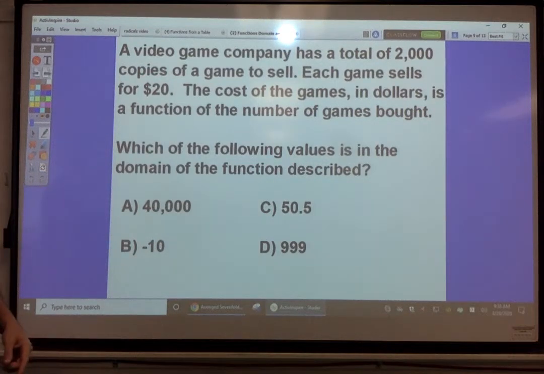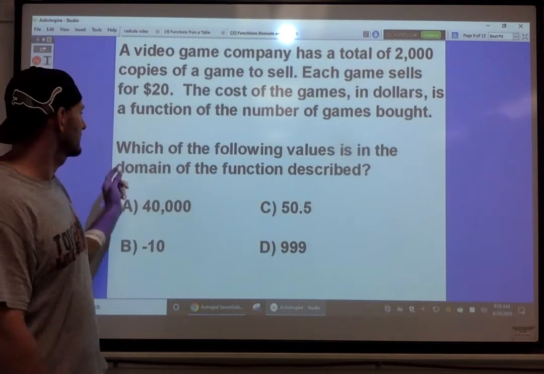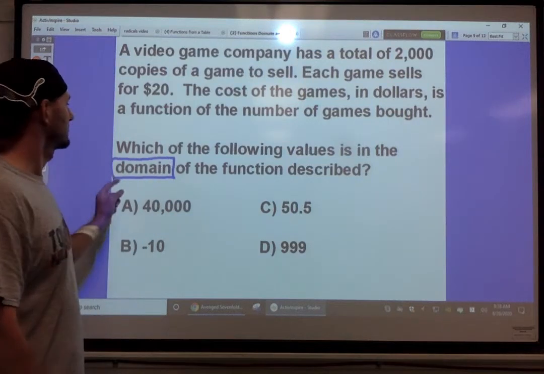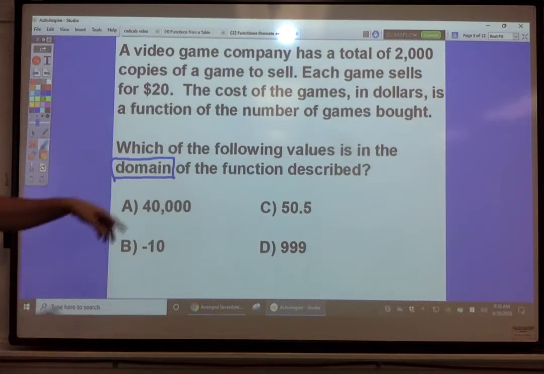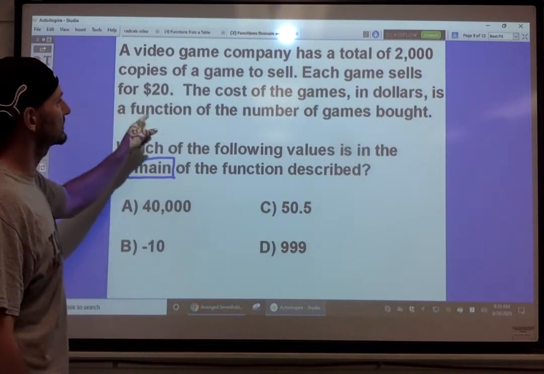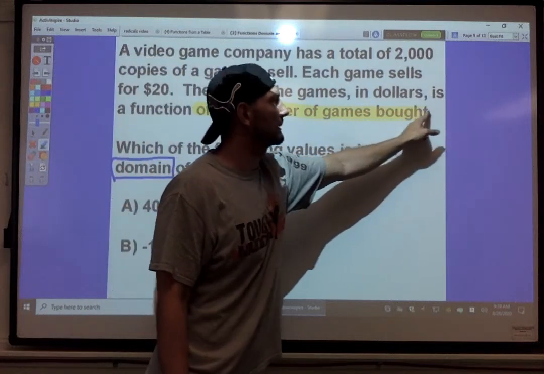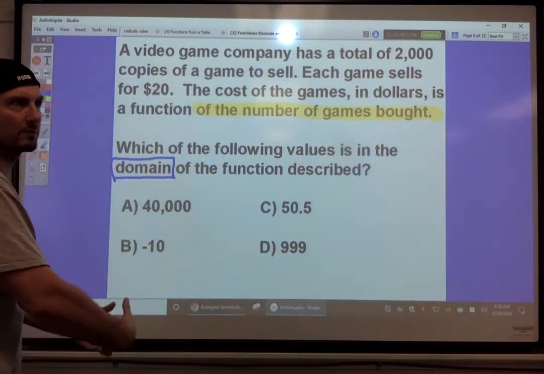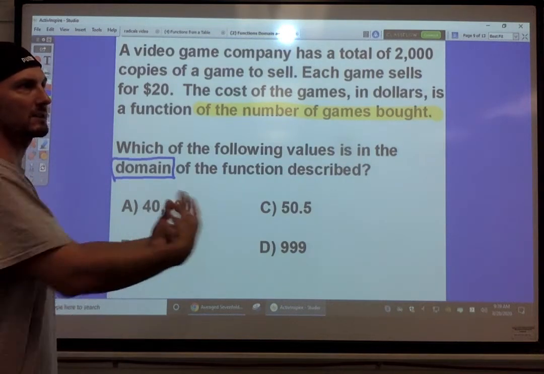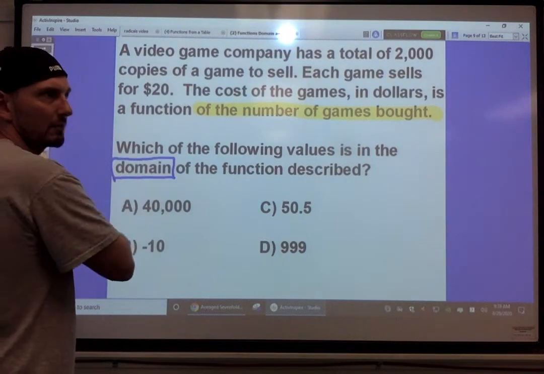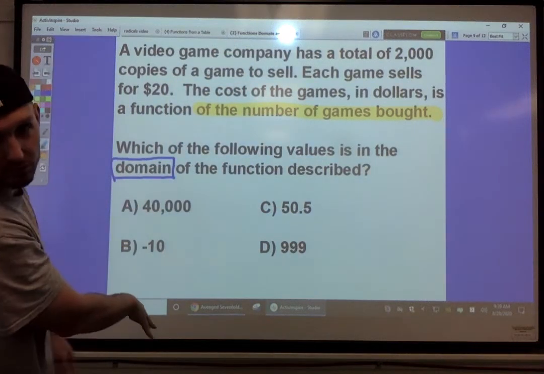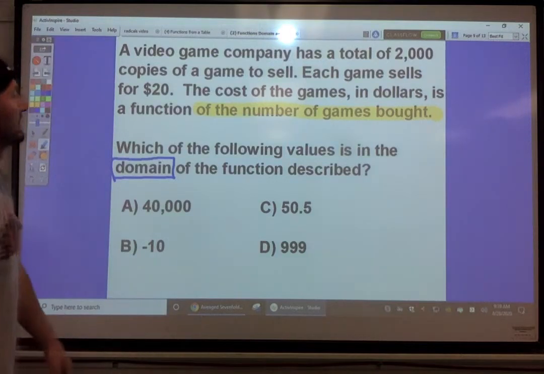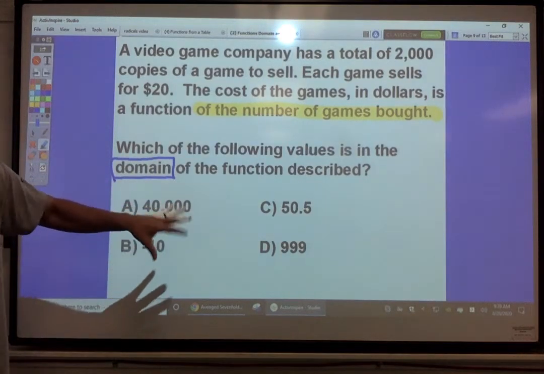Read it. It's wordy. Okay, you read it. Which of the following values is in the domain? So domain's x, and it determines the output. The cost of games in dollars is a function of the number of games bought. When it says a function of, that's their code for saying this is the x values. This determines the output. So the number of games you buy determines the cost that you pay. So which one of these numbers could be part of the domain?